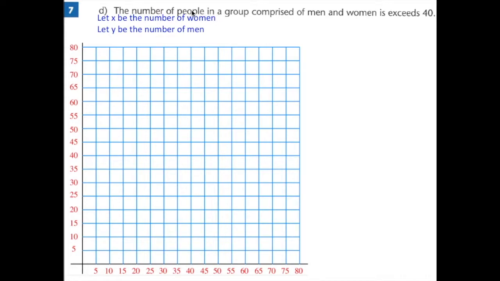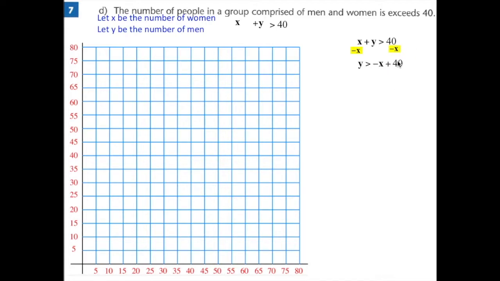We know that the number of people in a group, that's x plus y, the number of men plus the number of women. x plus y exceeds 40. It's bigger than 40, that's what exceeds means, larger than. If I put that all together, x plus y is greater than 40. In terms of y, I want to get the y alone, so it's in the form y equals ax plus b, our line formula. So I'm going to subtract x from both sides, and we get y is greater than negative x plus 40.